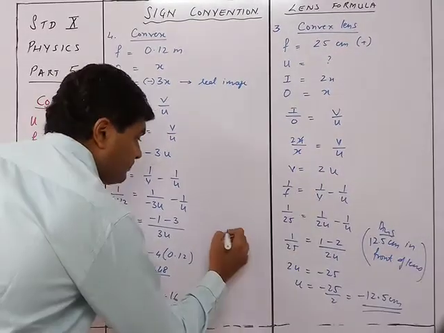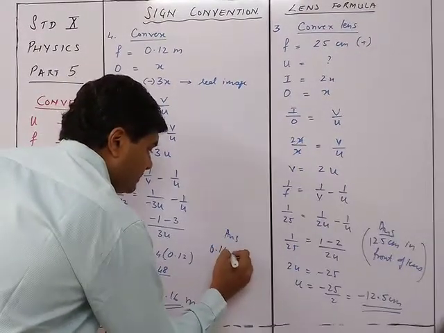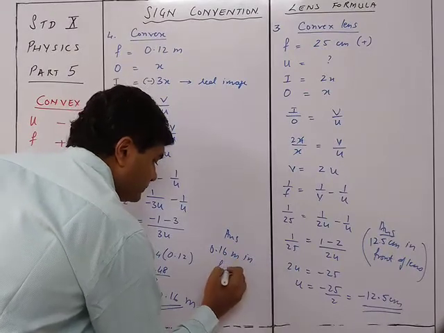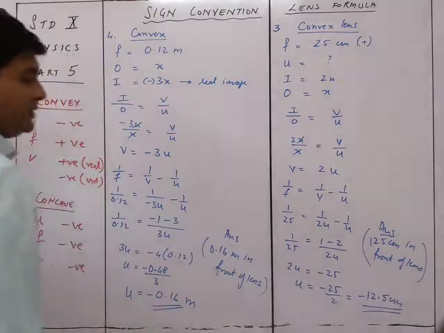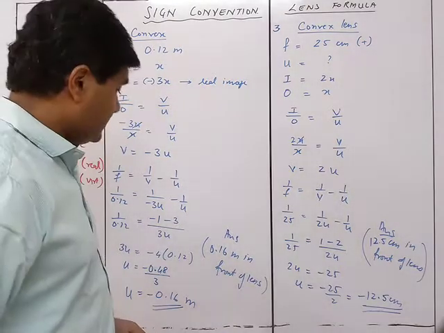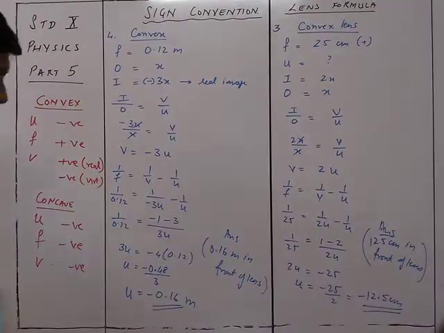So the answer will be 0.16 meters in front of the lens. So where should I keep the object? It will be 0.16 meters in front of the lens. That was sum number 4. We now move on to sum number 5.